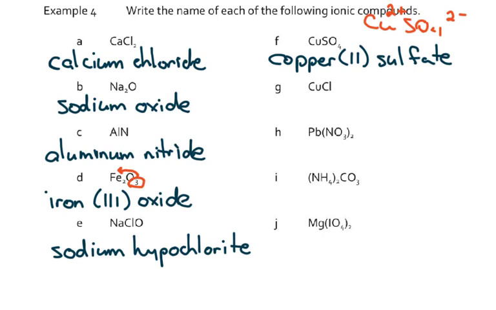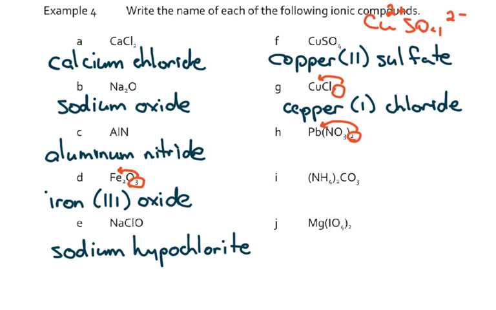CuCl, like in D, copper having multiple possible charges. The subscript on Cl is a 1, tells us that the charge on copper was a 1, so we have copper 1 chloride. H, again, an element with multiple charges, that would be lead. Undoing the crisscross, the 2 would have been the charge on lead, so we have lead 2.